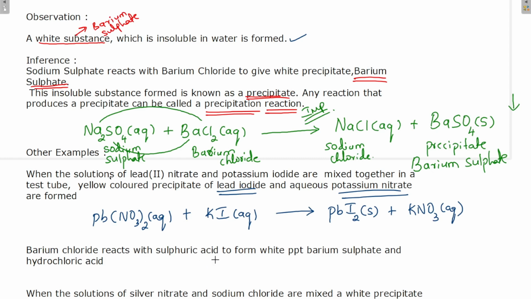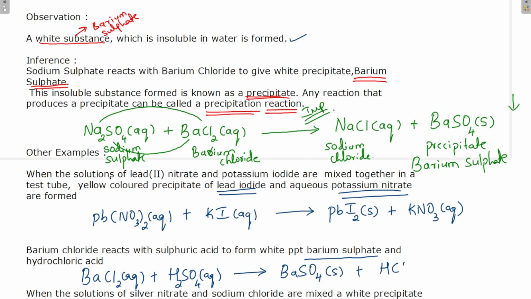Barium chloride reacts with sulfuric acid to form white precipitate of barium sulfate, and also there is formation of hydrochloric acid. Barium chloride has the formula BaCl2, which reacts with sulfuric acid to form barium sulfate precipitate, that is BaSO4. And also there is formation of hydrochloric acid. Here you can see there is exchange of ions. Barium sulfate is formed and HCl is formed here.